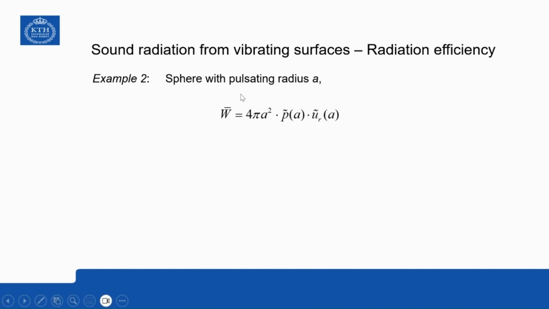Next example is a sphere. Suppose we have a sphere with a pulsating radius a. That will create a spherically symmetric wave field around the sphere. And as we've seen in another presentation, the radiated sound power looks like this. Here we have the sphere surface, and then the root mean squares of the sound pressure and particle velocity evaluated at the surface of the sphere.